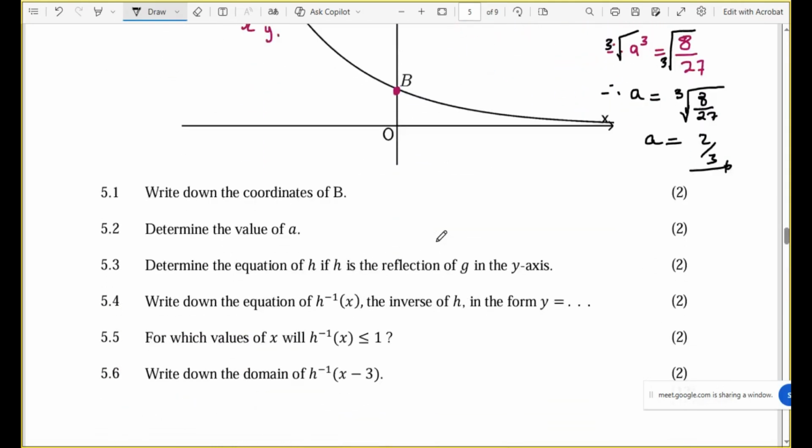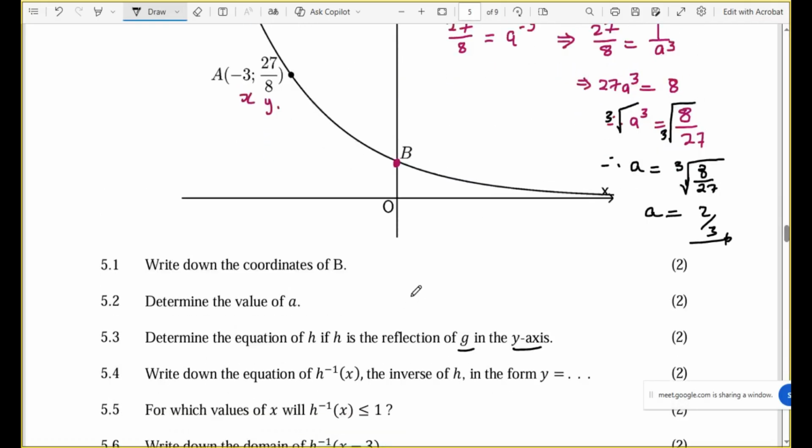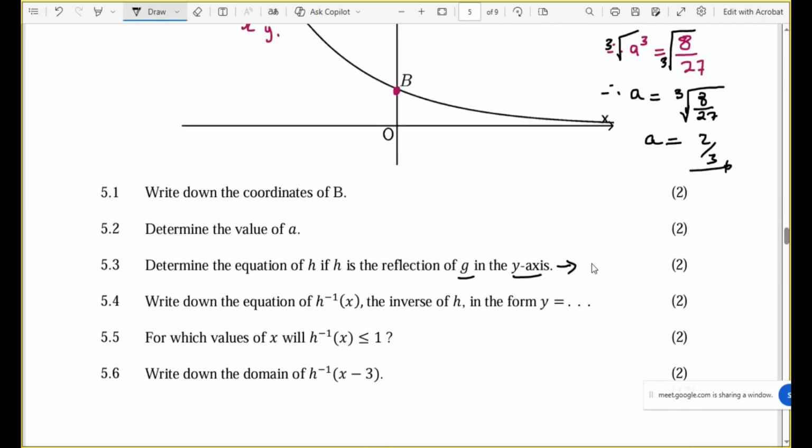Okay. So now determine the equation of h if h is the reflection of g in the y-axis. Guys, when we reflect around the y-axis, the x becomes negative. When you reflect around the x-axis, the y becomes negative. So what is the equation of g? To answer this 5.3, g at x is equal to a, which is 2 over 3, to the power x.